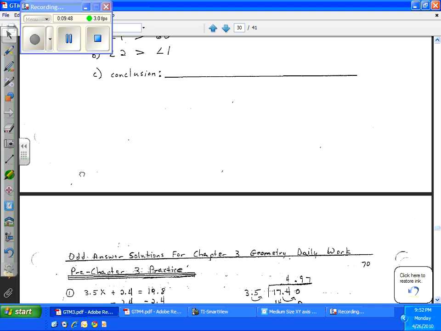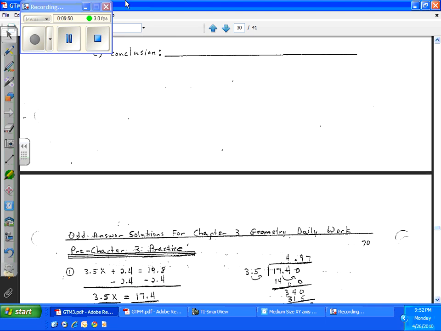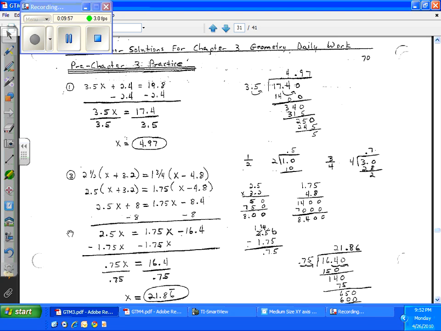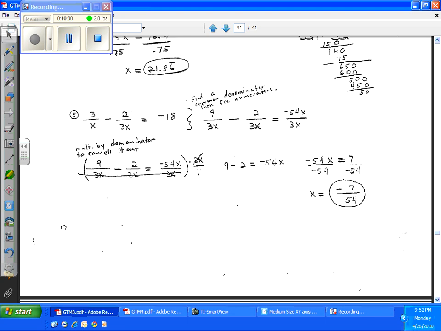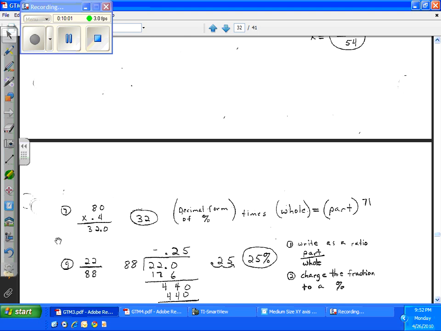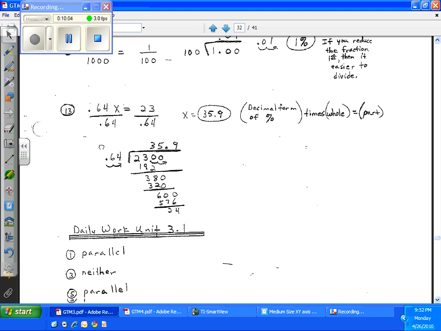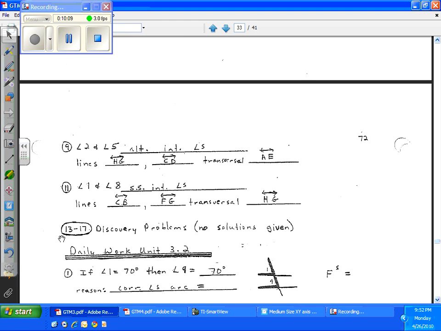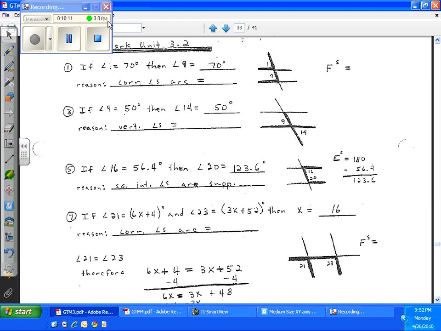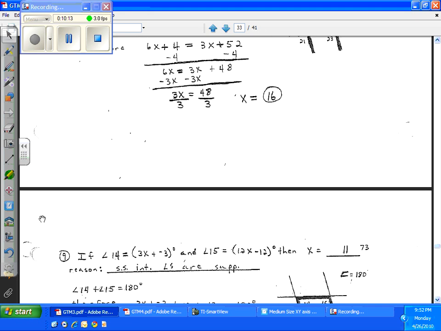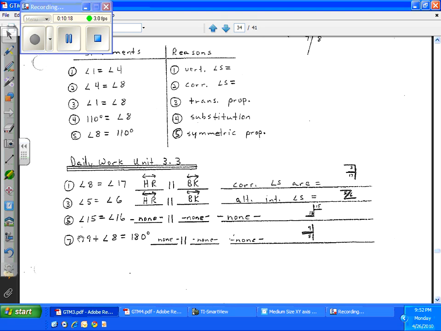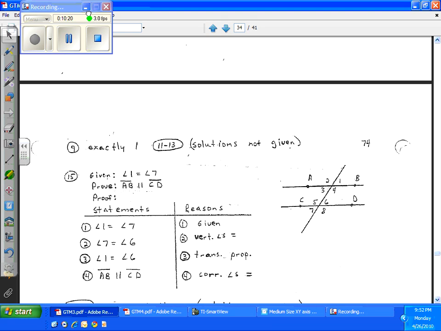All right. That ends the daily work, which brings us in the text to odd answer solutions. Don't forget that the odd answers are there, and they are totally worked out. So enjoy using those to help you with problems that we may not have worked out together. We even have some proofs done. There's the daily work done.